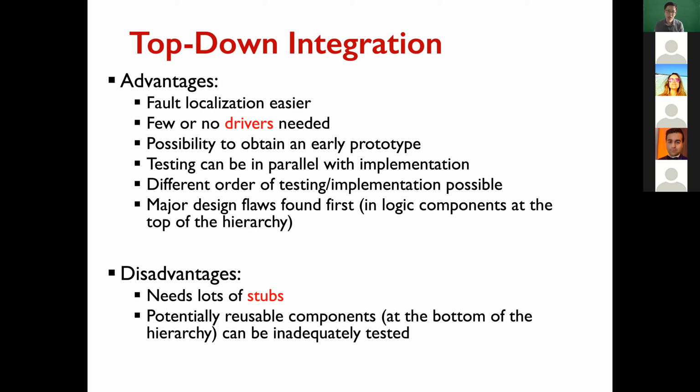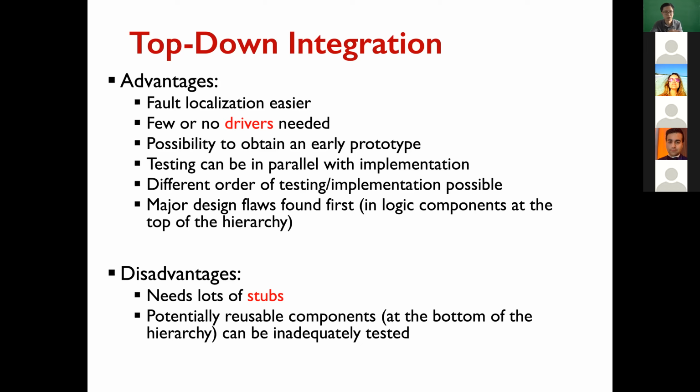And it's possible to obtain an early prototype because we test from the top components to the lower components. So we first test the whole system, but with stubs. And testing can be in parallel with implementation. For example, after you implement the main part, you can test main. After you implement the main and A and B, you can test main and A and B, right? It can be in parallel with implementation, okay? We can have different order of integration.